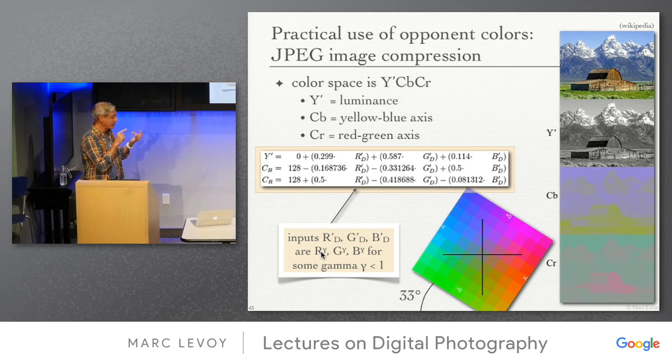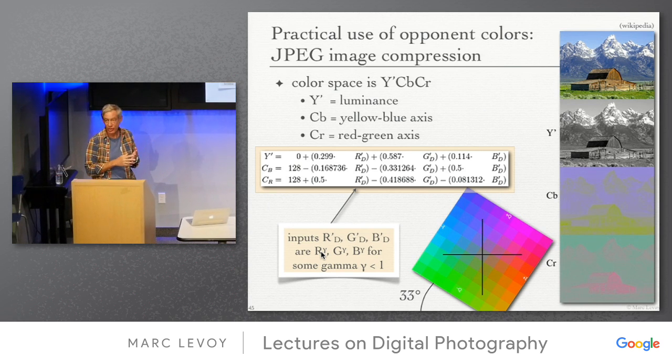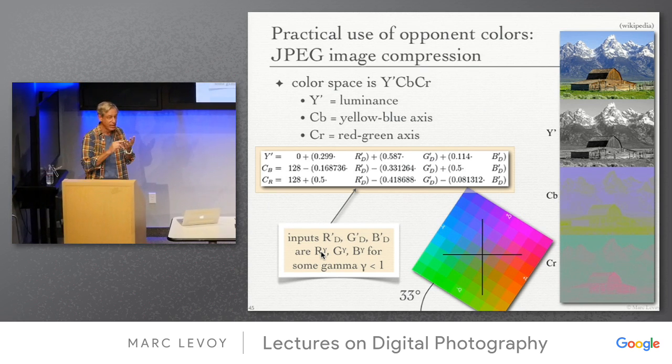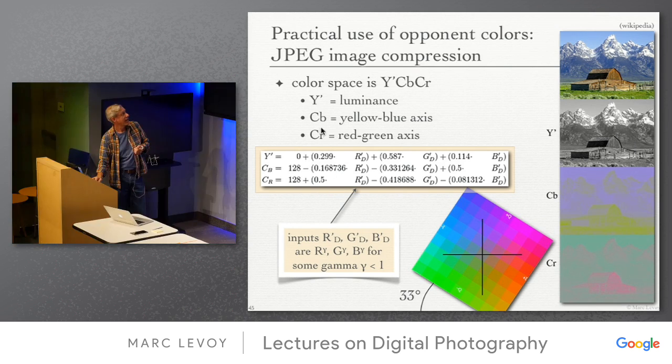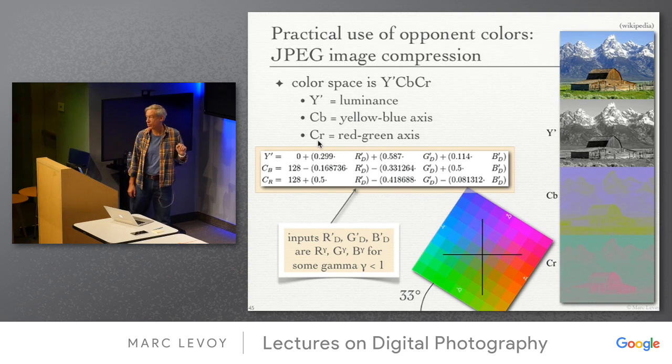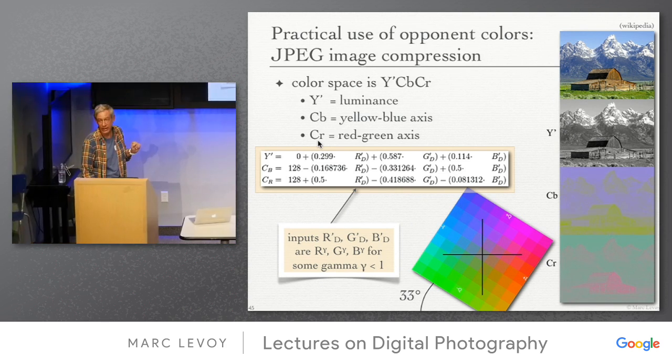So the order is as follows then. You start with the RGB in some color space that comes out of your camera. Let's say it's sRGB. You then raise it to a gamma. You then plug it into this matrix, and you come up with Y prime, CB, and CR. That's what you would use in the JPEG encoding.